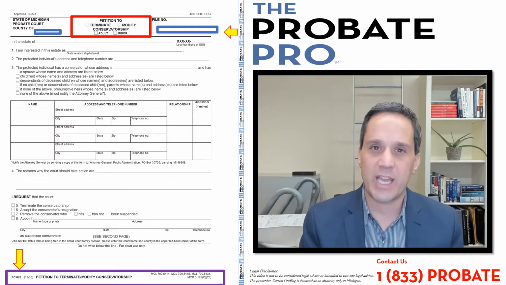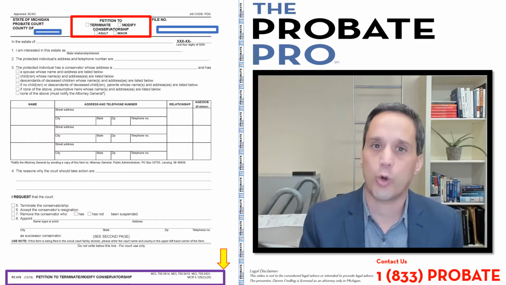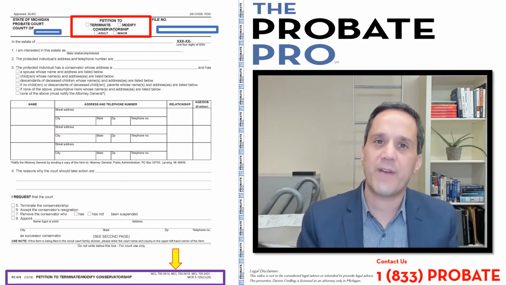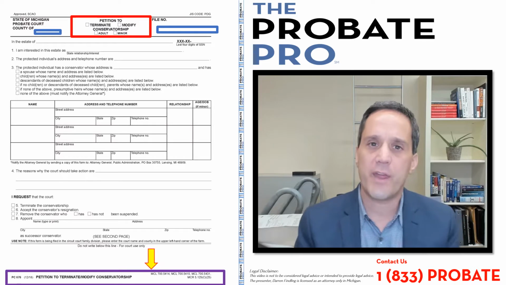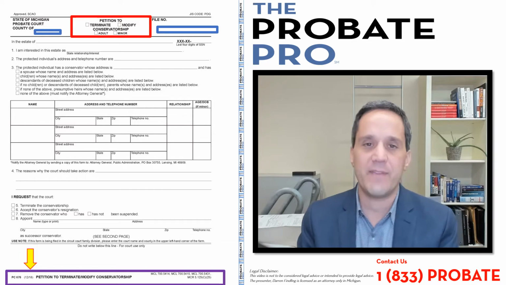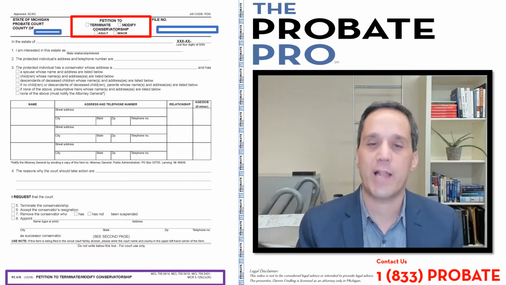With all of these SCAO forms, they are created by virtue of various statutes and court rules. In this particular case, you'll see the floating yellow arrow identifies the statutes and court rules that are relevant for this particular form. It's a petition, which means you're asking the court to do something. And when you file a petition or request, there are steps in that process to file it, to get a court hearing, and then to get a court order following the hearing.